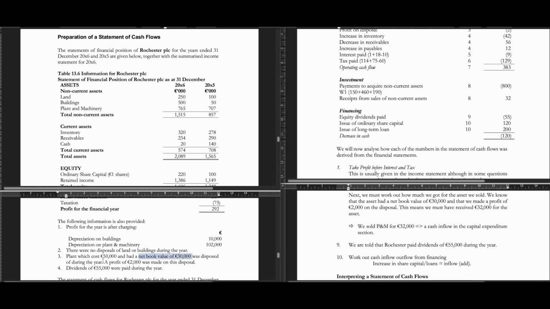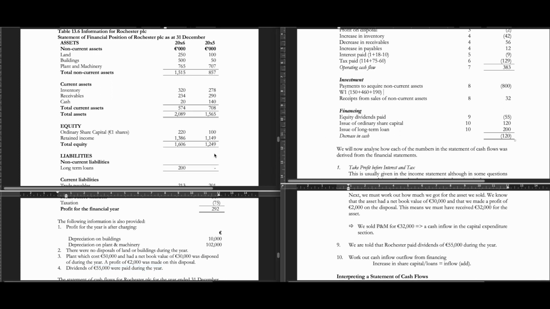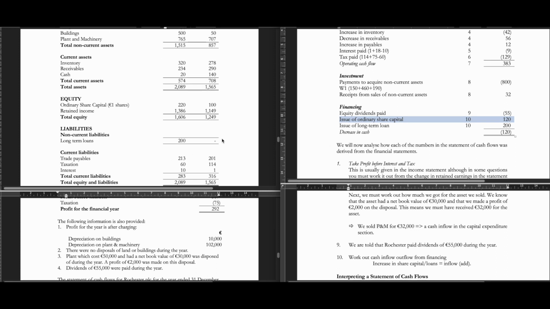We are told in the question that dividends of 50,000 were paid during the year. They go into the financing section. We look at the equity section of the balance sheet. We can see equity share capital went up from 100 to 220. That's a 120 increase. That's an inflow. An issue of long-term debt. Our long-term debt went from 0 to 200. Okay, so that is an inflow as well.